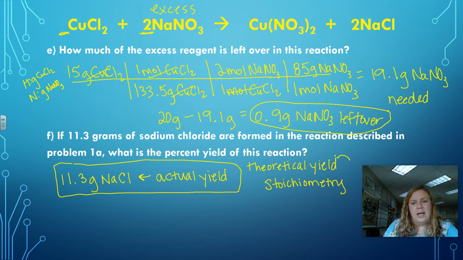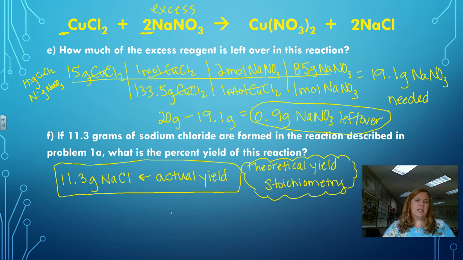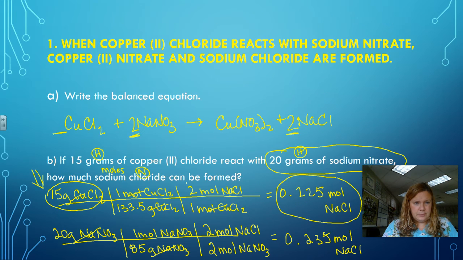Then you go and do the lab, and there's always sources of error. Something comes up, something doesn't dry right, something doesn't all come out of solution. There's lots of things. So therefore, we have to compare it to our actual yield. So we need to figure out our theoretical yield. So we come back up here, and I want to look so we don't have to do more problems. When we have 15 grams of copper 2 chloride, remember we want to base everything on our limiting reagent, we are able to form 0.225 moles of sodium chloride.